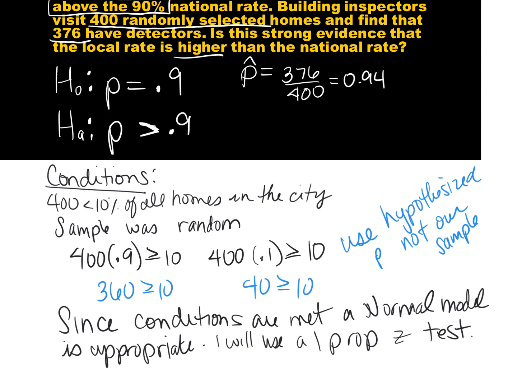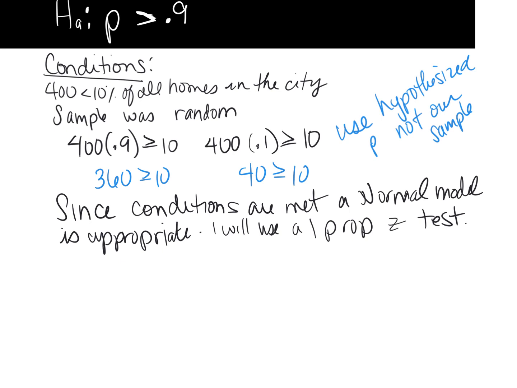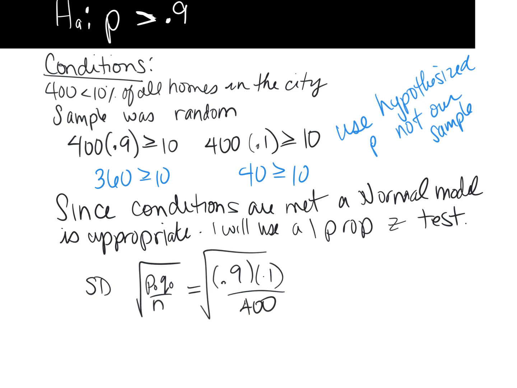Then my standard deviation is the square root of P naught Q naught over N, which just means we're going to use our hypothesis for our standard deviation. Because until we know otherwise, we believe it's still 90%. So everything we're doing in a hypothesis test is based on the fact that we believe the null hypothesis is true until we get to the end of our process.